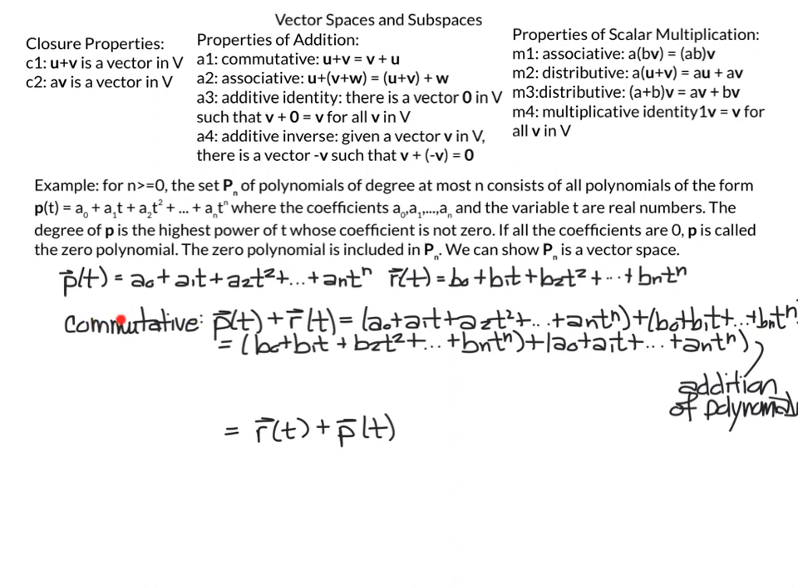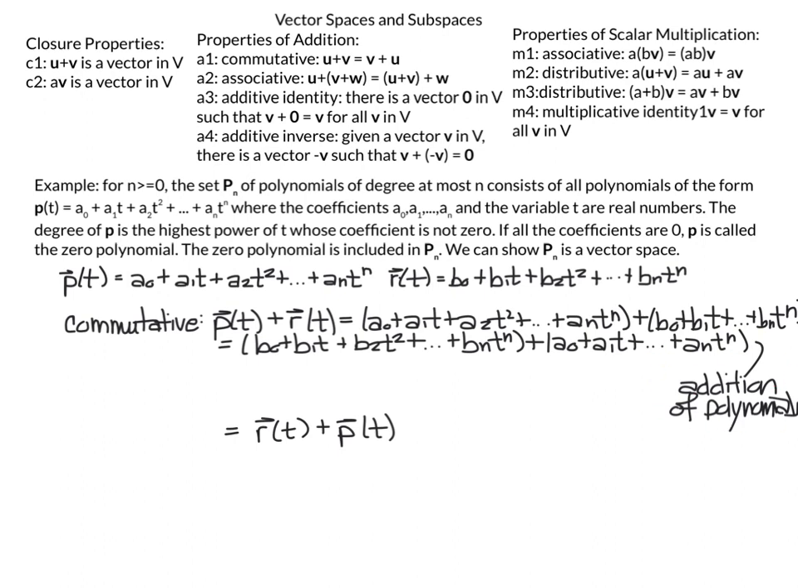If I wanted to show commutativity, I have to show that the polynomial p plus the polynomial r is equal to the polynomial r plus the polynomial p. So I can write out p, I can write out r, and then I could break this down further, except I'm just going to say, by addition of polynomials, and I think that's still rigorous.